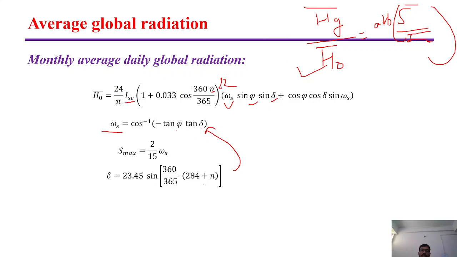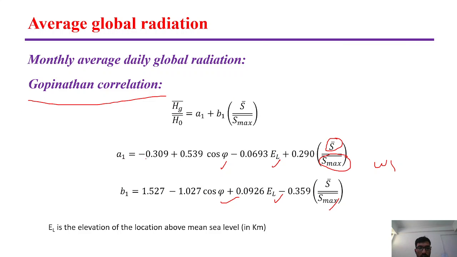So delta is the declination angle, which can be calculated based on the number of days. Once the hour angle is known, declination angle is known, S max is known, we know the value of A1 and B1. So we can calculate the H naught and then finally the Hg.